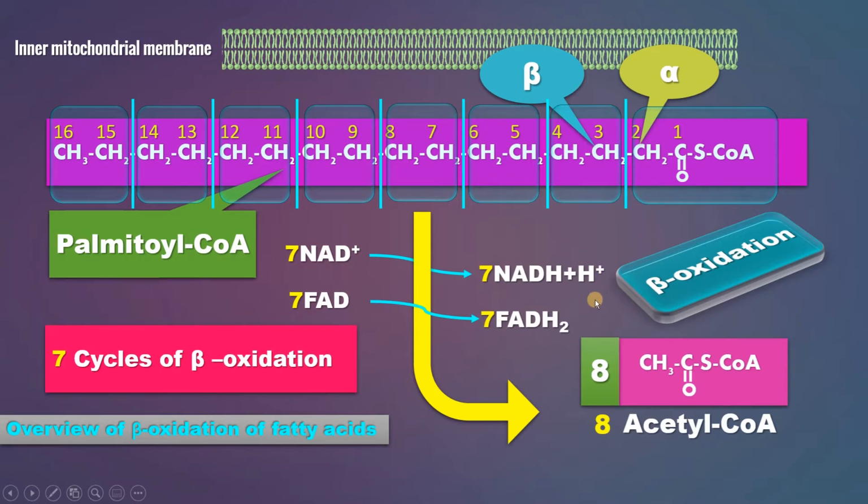They will hand over their electrons to the components of the respiratory chain, which are located again in the inner mitochondrial membrane, to give ATP. So we will study the detailed pathway in the next video.